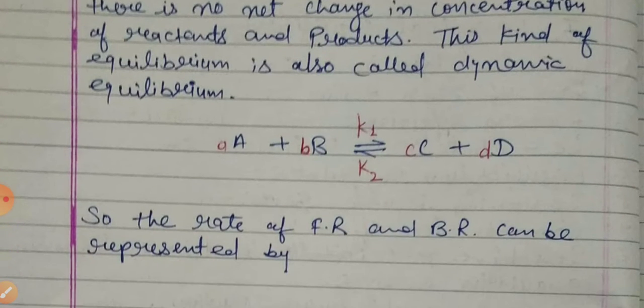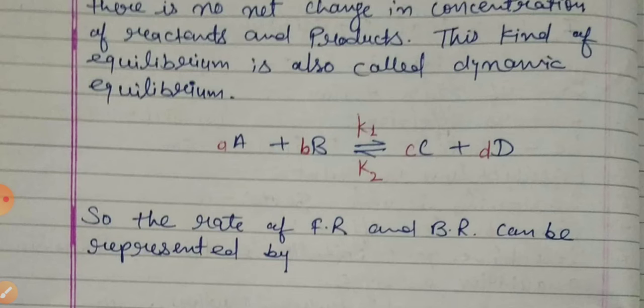You can see in this reaction the moles of A, denoted by small a, where capital A is a substance, and small b moles of capital B, which is a substance. The rate constant for the forward reaction is K1, and the rate constant for the backward reaction is K2, and it will convert into the product, c moles of C plus d moles of D.